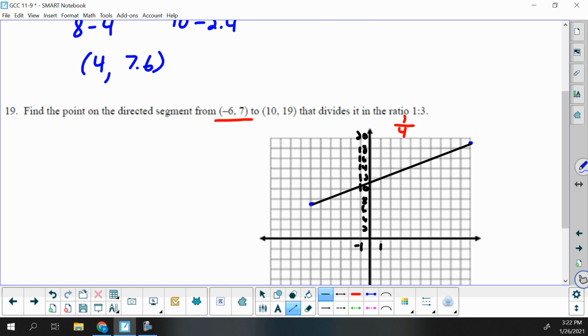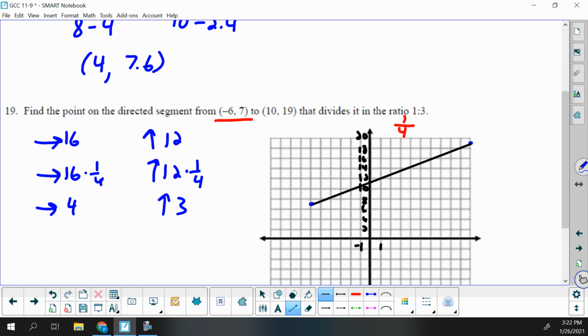As we go from -6 to 10 for x values, we're going right 16. As we go from 7 to 19 for y's, we're going up 12. We said we were moving 1 part out of 4 total parts, so we're going to multiply by 1/4. So if we multiply those by 1/4, we're really going to move right 4 and up 3. Our original point started at -6. If you're moving right, you're adding to it, so that's going to give us -2. If you are starting at 7 for your y and you're going up, you're adding to it. So that's going to give you 10.